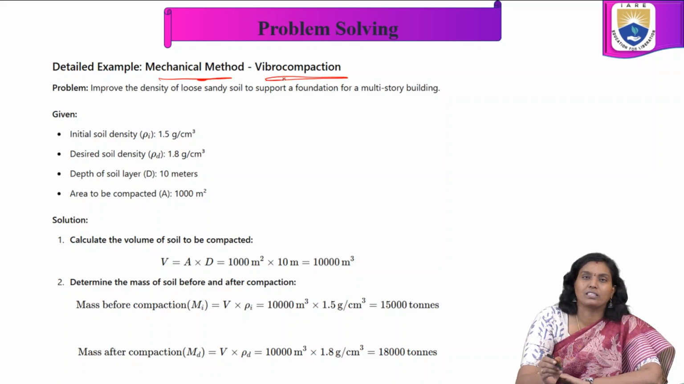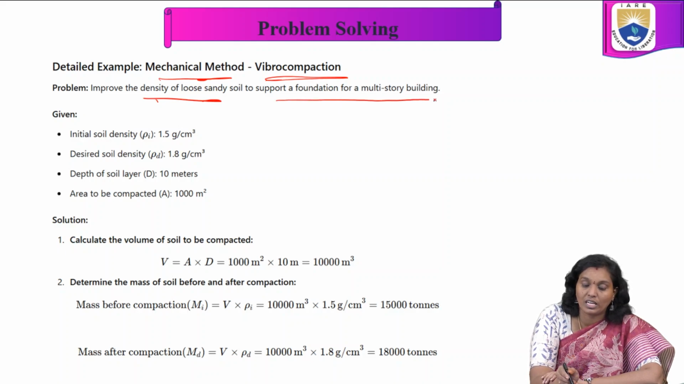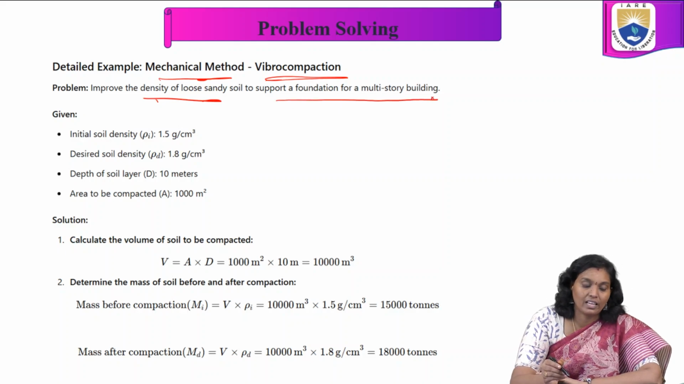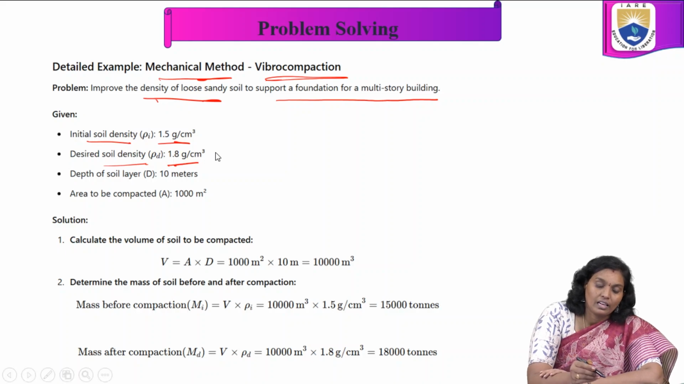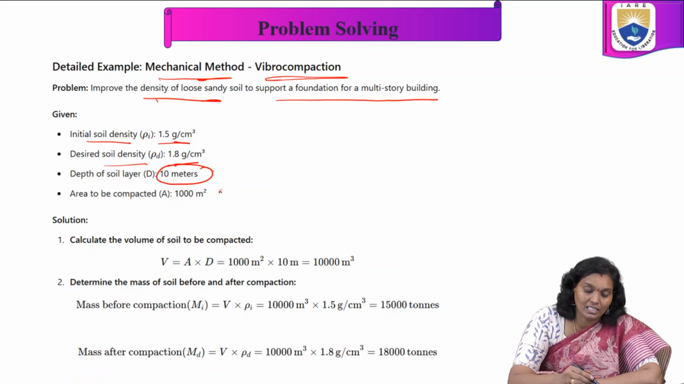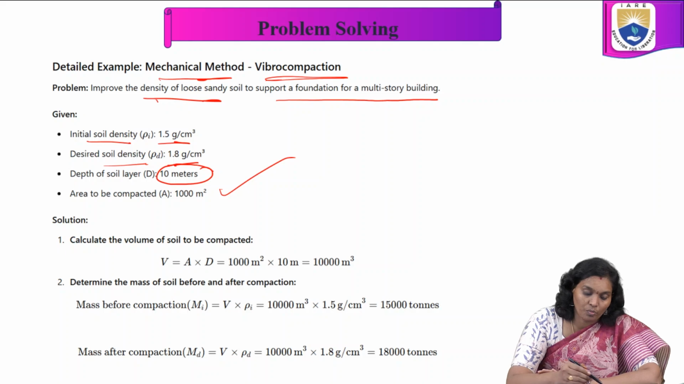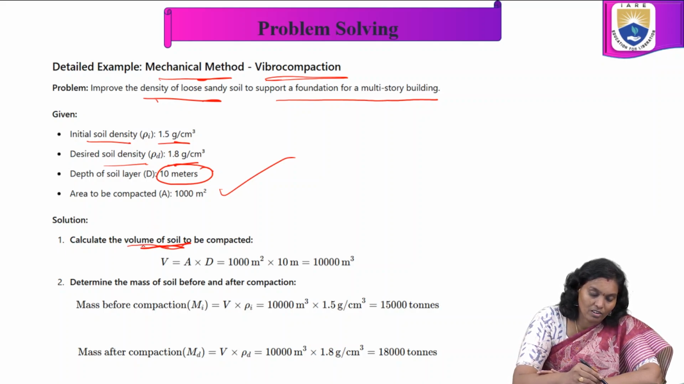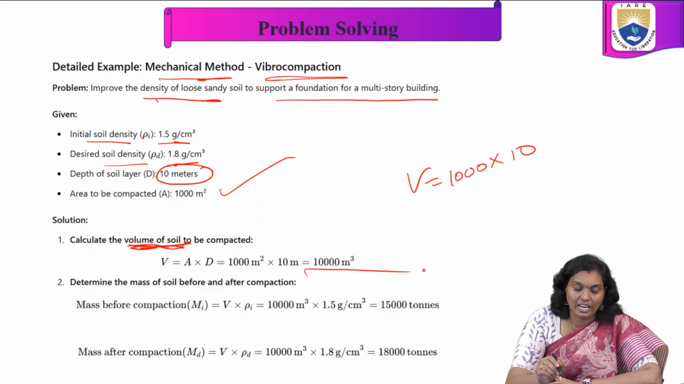See this vibro compaction. Improve the density of loose sandy soil to support the foundation for a multi-story building. Here, the initial soil density is 1.5 and the desired soil density is 1.8 gram per centimeter cube. The soil layer depth is 10 meters. The area to be compacted is 1000 square meters. Now calculate the volume of soil to be compacted. The first step is to calculate the volume of the soil. Volume equals area times depth, both given. So finally, we get the volume.